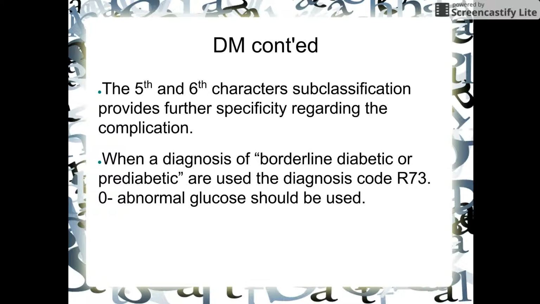The fifth and sixth characters are subclassified, which provides further specificity regarding the complication. In ICD-10, pre-diabetic or borderline diabetes is coded to R73.0, abnormal glucose.